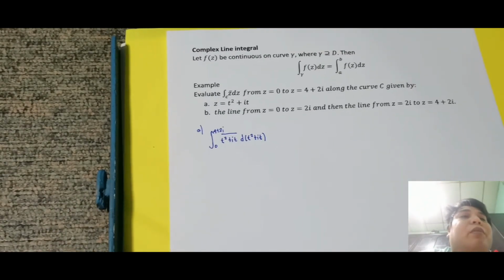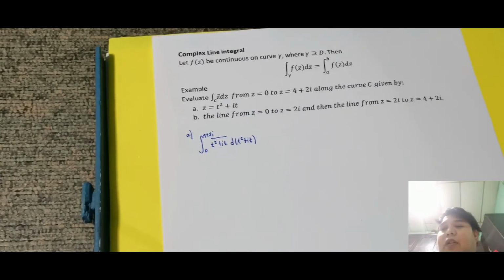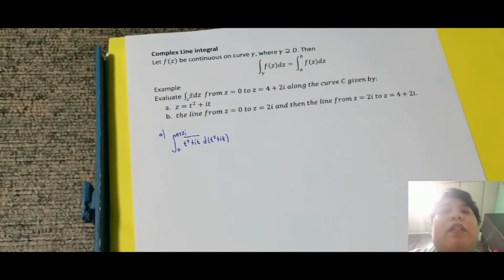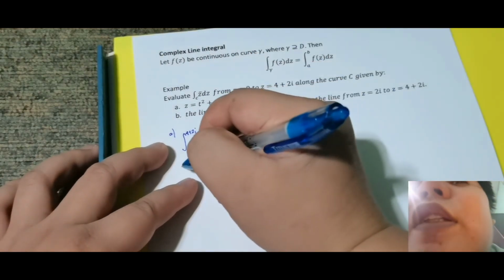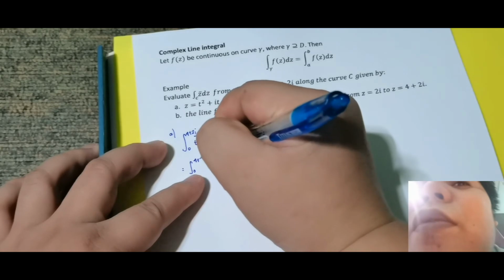Okay, next di po ba magbabago? So hindi na magbabago yung ating upper bound sa lower bound. Okay, so next is syempre simplify natin yung further. So this is equal sa integral from 0 to 4 plus 2i.